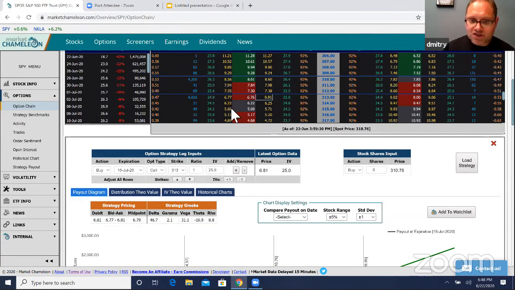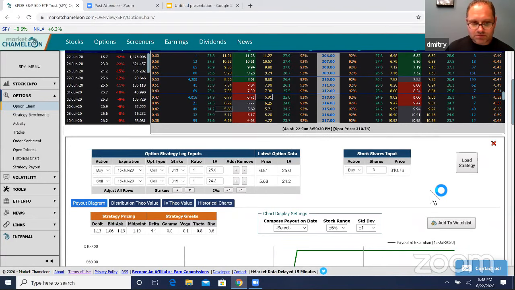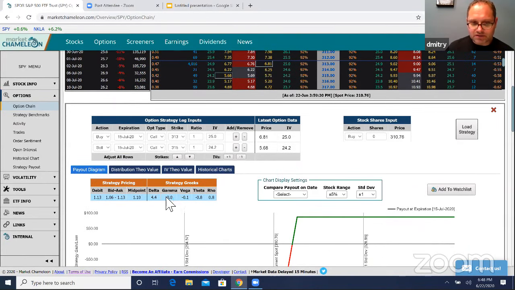When you sell an option against it, you're going to offset some of those risks. Your deltas should go down because this is long delta, but this is short delta. Your gamma is going to go down because this is long gamma, this is short gamma. Your Vega is going to go down, and your theta is going to go down. So let's just look at that. So you see, they all went down. Now you're 0 gamma, 0 Vega, or close to 0, and very low delta, 4.4.